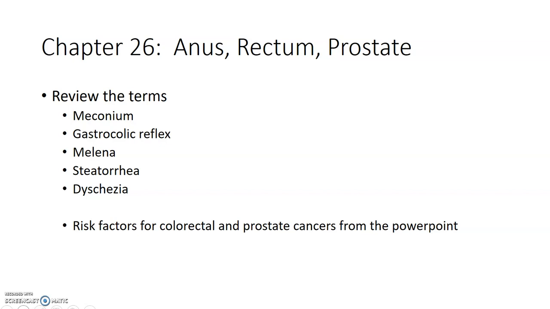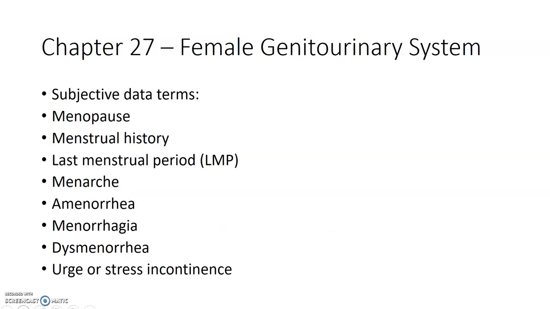In chapter 26 about the anus, rectum, and prostate, please review the terms meconium, gastrocolic reflex, melena, steatorrhea, and dyschezia. Also look at the risk factors for colorectal and prostate cancers from the PowerPoint on this chapter. In chapter 27 on the female genitourinary system, please learn these data terms: menopause, menstrual history, last menstrual period, which is abbreviated as LMP, menarche, amenorrhea, menorrhagia, dysmenorrhea, and urge or stress incontinence.